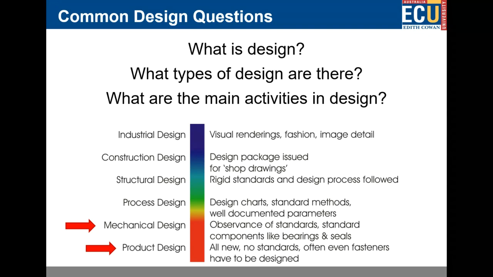But the main two that we're really working with in this unit is mechanical design and product design. So mechanical design observes standards and also looks at standard components, bearings and seals, etc., and sizing these, and also looks at creative problem solving within that as well. Product design looks at all brand new designs, so there's no standards. Often you'd be even designing things like fasteners, etc. So that's what this unit is really looking at.